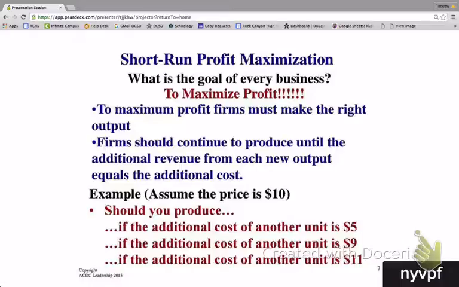So if the additional cost of another unit is $5, should we produce? Yes. If the additional cost of another unit is $9, should we produce? Yes. If the additional cost of another unit is $11, should we produce? No, because the marginal cost of $11 is greater than the marginal revenue of $10.